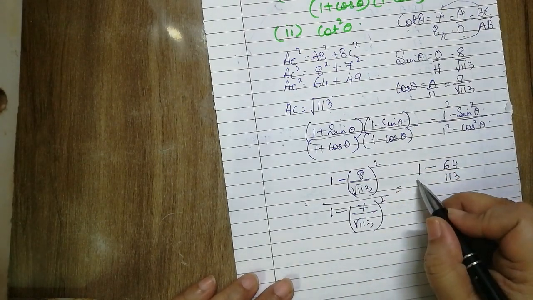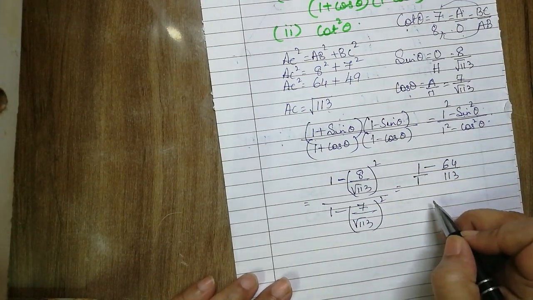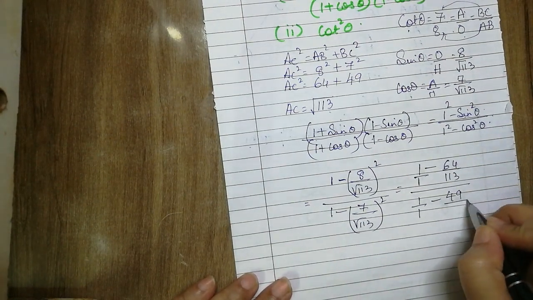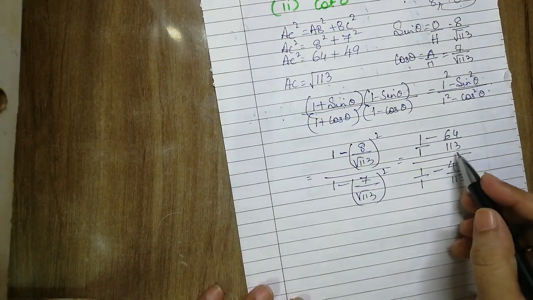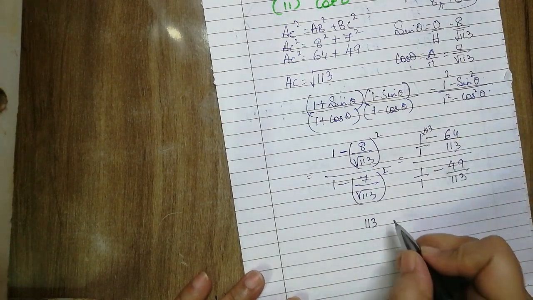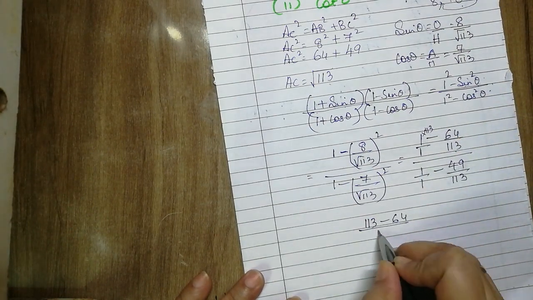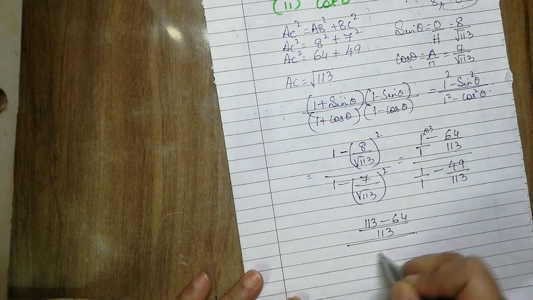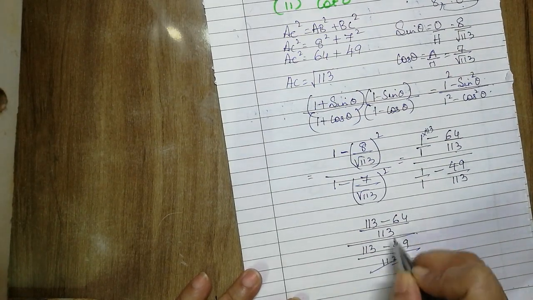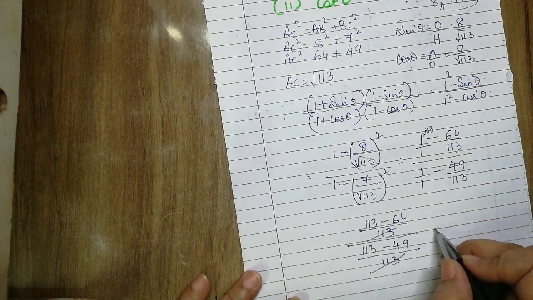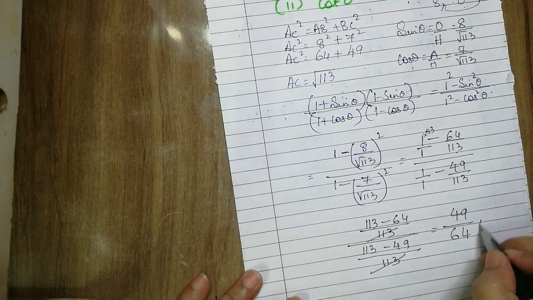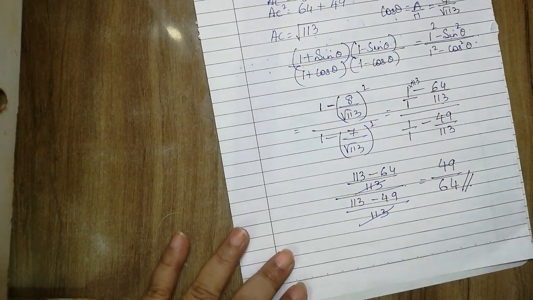Square and square root cancel. To make it convenient, I'll put 1 by 1 so that it will be easy to take LCM. 1 by 1 minus 49 by 113. Take LCM here. LCM will be 113. So 113 minus 64 divided by 113, whole divided by 113 minus 49 divided by 113. When you take the reciprocal, the 113s get cancelled. So here we get 49 divided by 64. This is the first part of the answer.